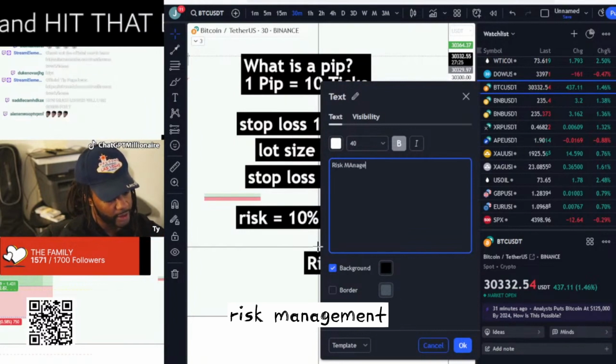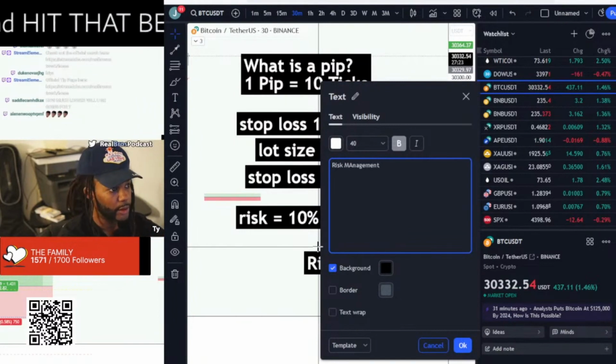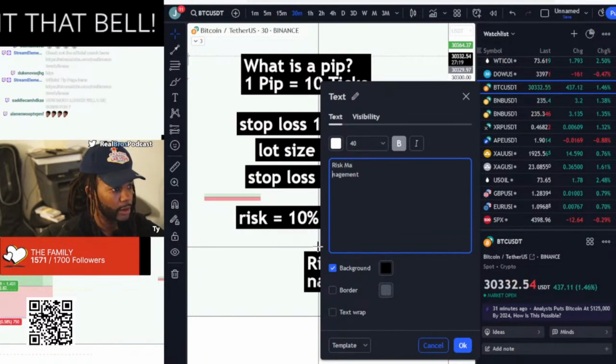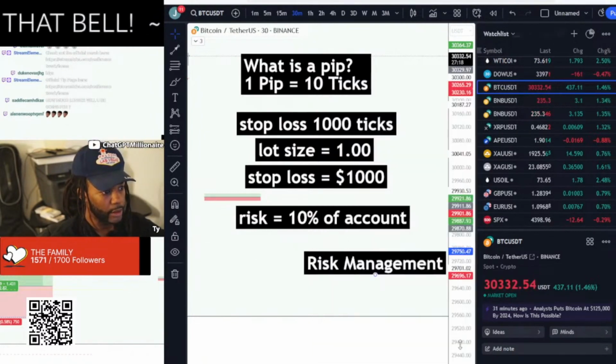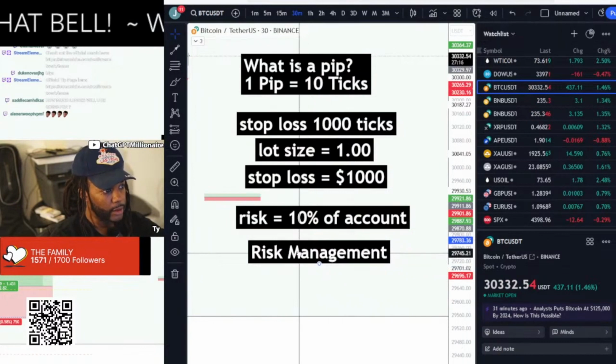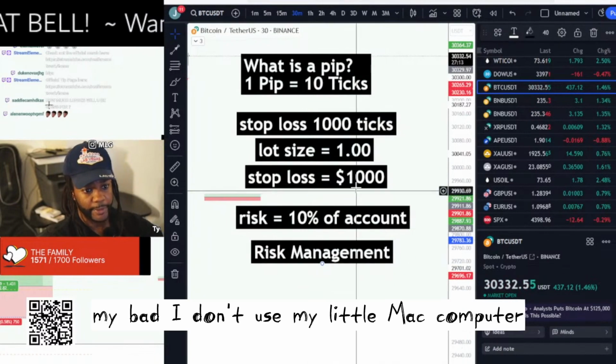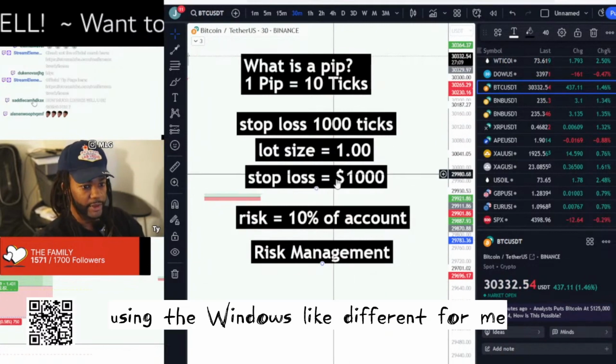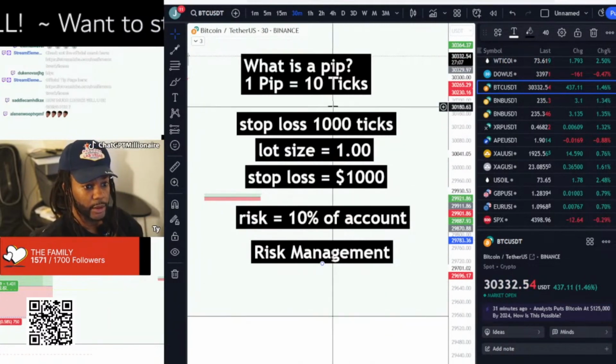Risk management. My bad. I normally use a little Mac computer. Using the Windows is different from me.